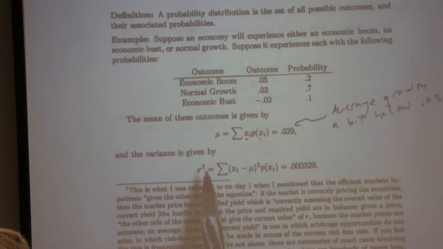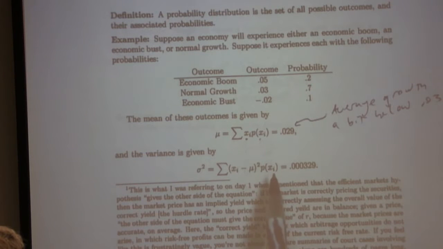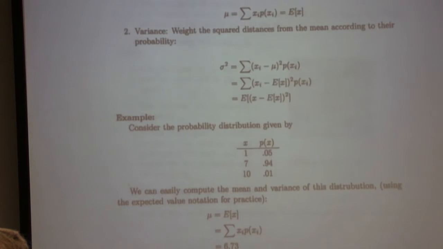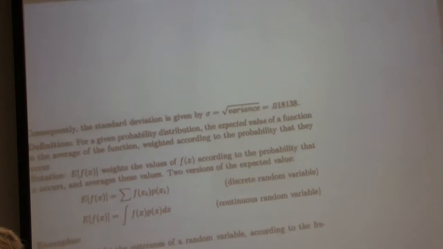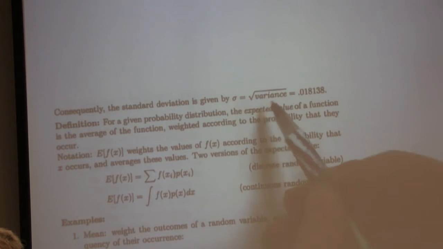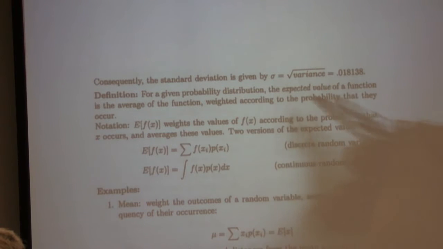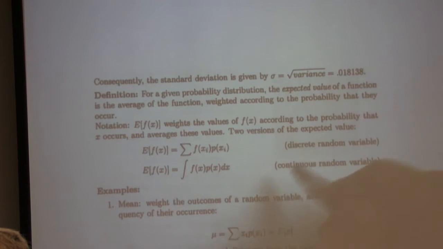Variance, which is a measure of spread, can be calculated by (value minus the mean) squared times the probability of that outcome. As you can calculate, that turns out to be 0.000329. Standard deviation we know is the square root of variance. And so a standard deviation of 0.018 says we wouldn't expect this economy to grow vastly above, say, 5%. We wouldn't expect it to grow vastly below 1% at all. Okay.